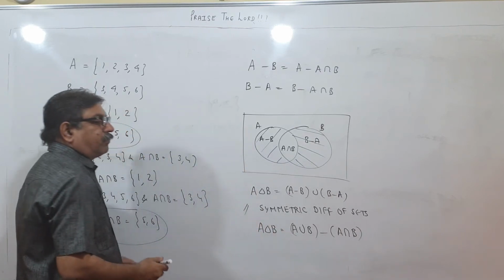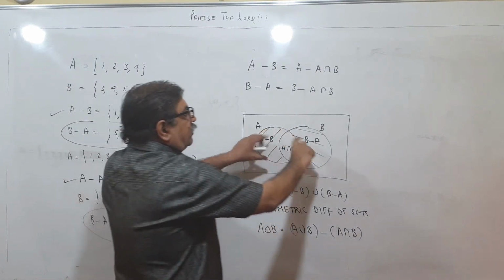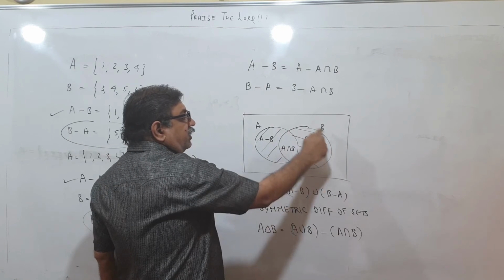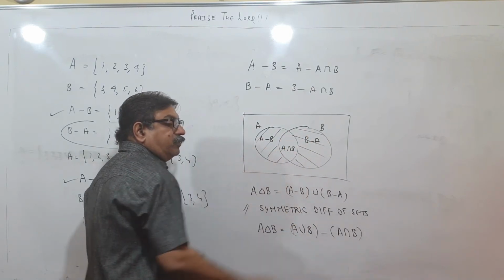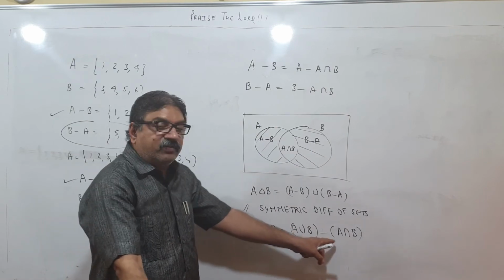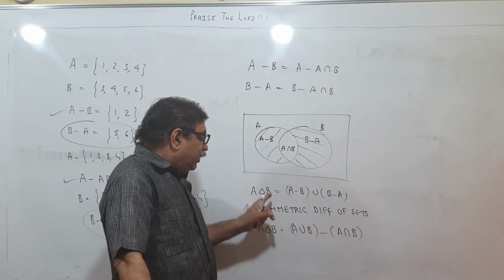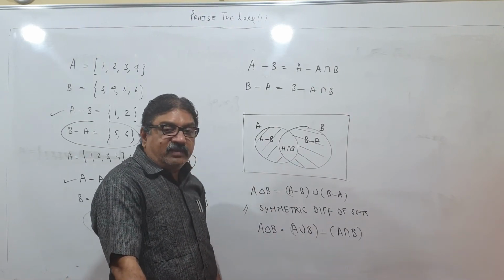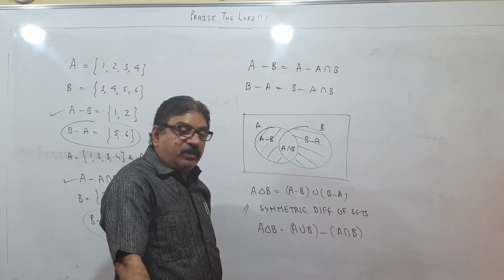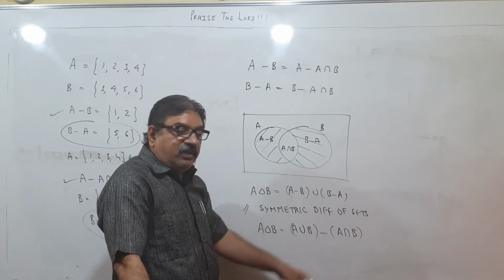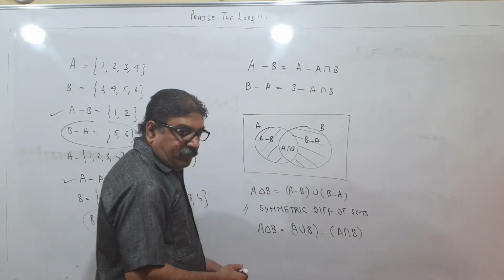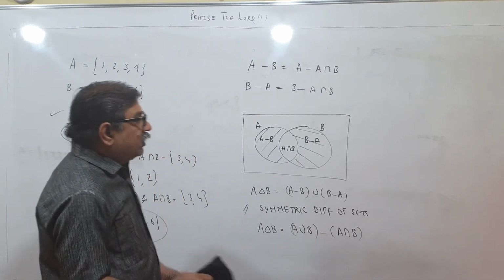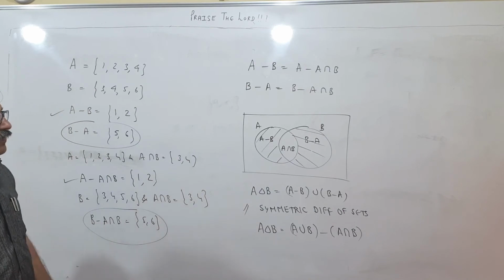Please understand. From the full region of A union B, I cut out this region. So this and this are left with me. So A union B minus A intersection B. So A delta B is defined in two different ways like this: either A minus B union B minus A, or A union B minus A intersection B. Please understand. Okay, so this was about the symmetric difference of sets.